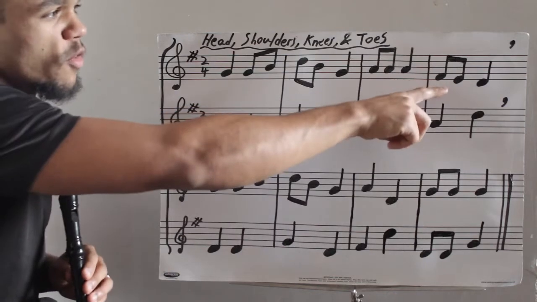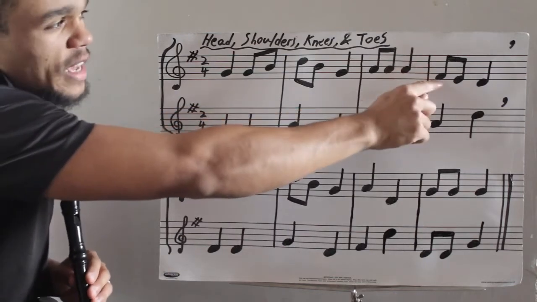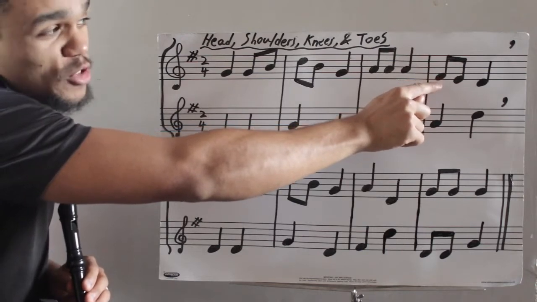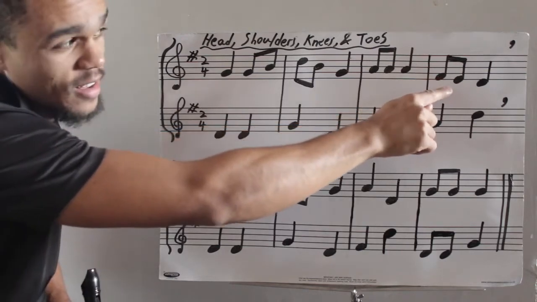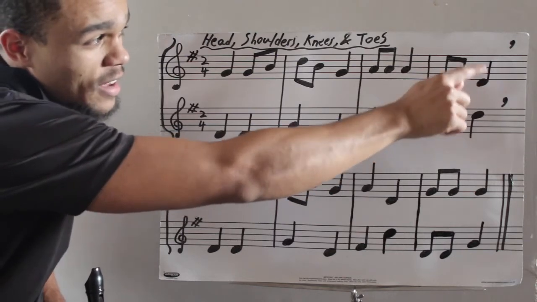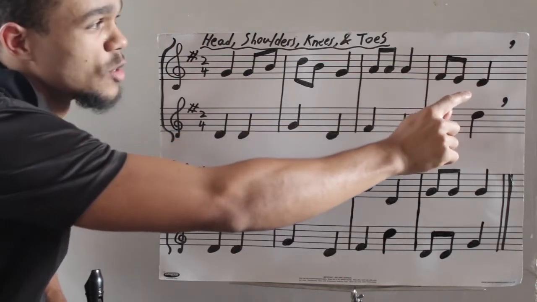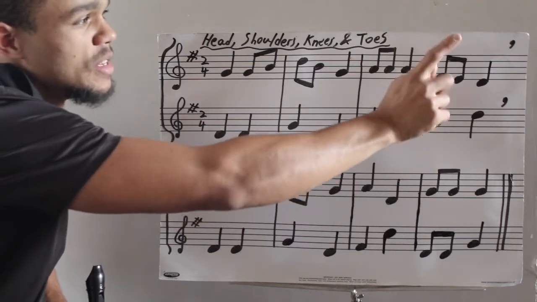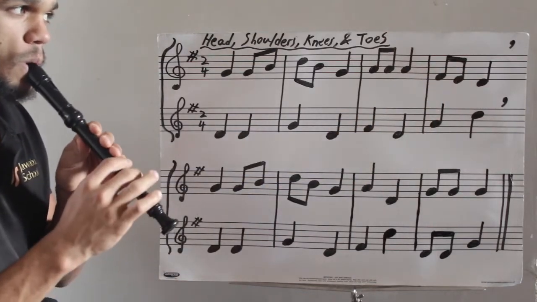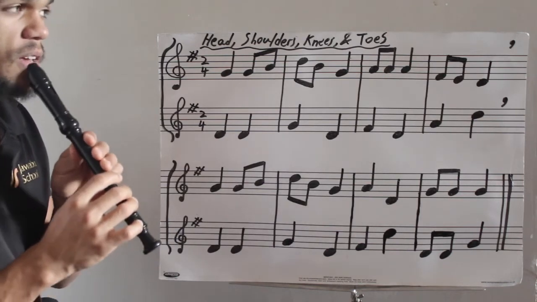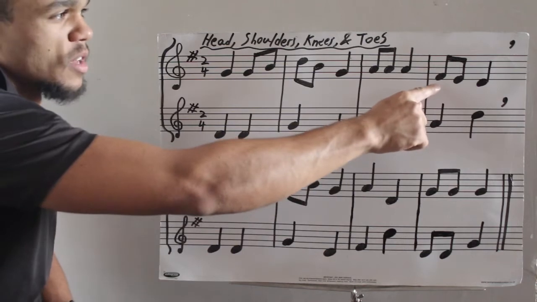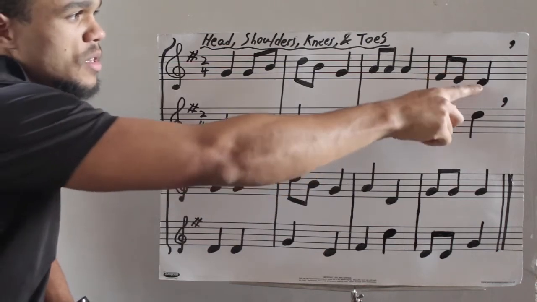Then we put bar number four. We have, what's in that space, that first space? It's an F sharp, you should know this. And what's in the first line? E. And then, what's dangling? Dangling D. So we have F sharp, E, D. Let's try bar number four. Let's go. Again. By yourself. F sharp, E, D.